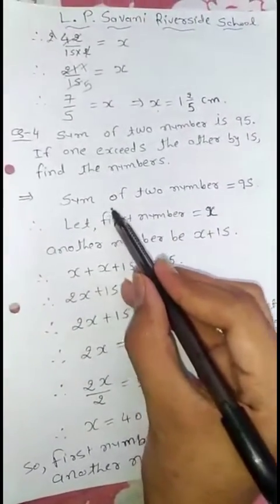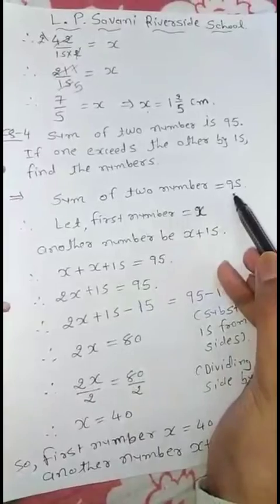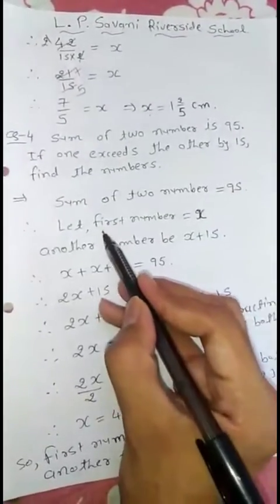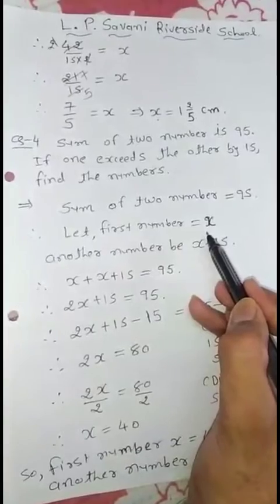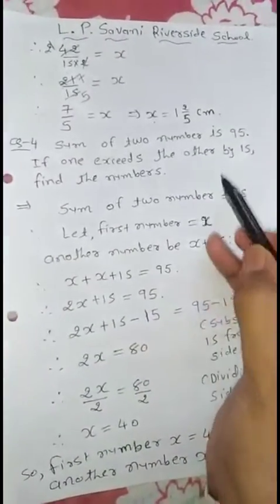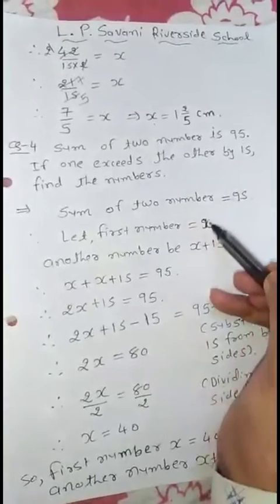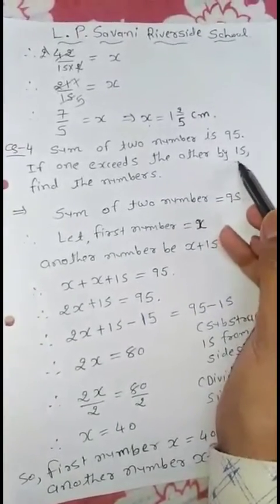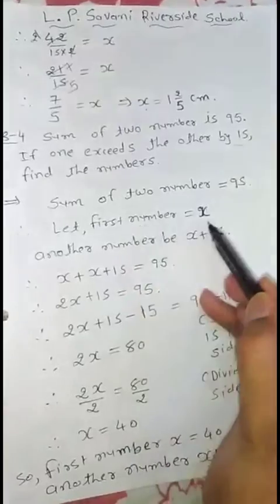First of all, the sum of two numbers is equal to 95, which is given in the question. Let the first number be x. We assume the first number is x. Then the other number is bigger than the first number. How much bigger? It is 15 bigger than the first number.